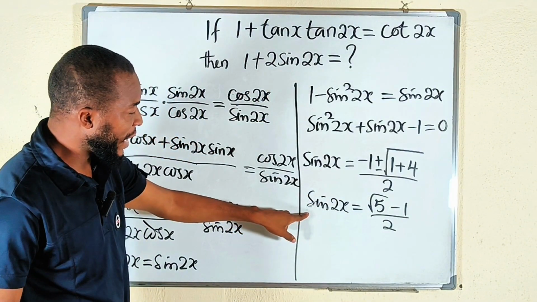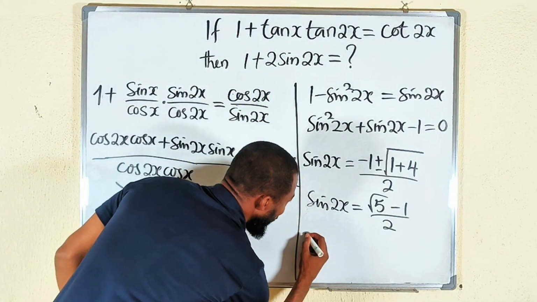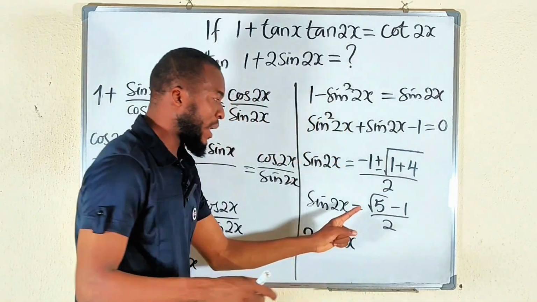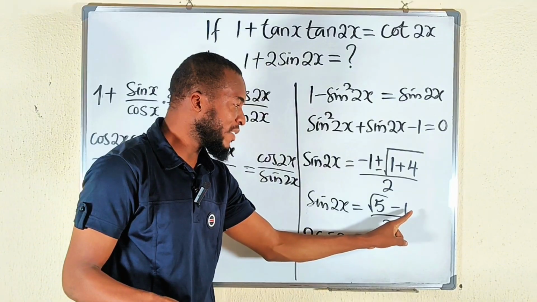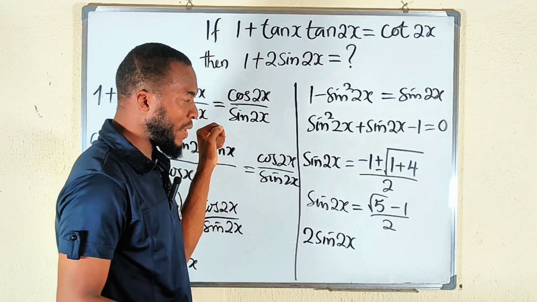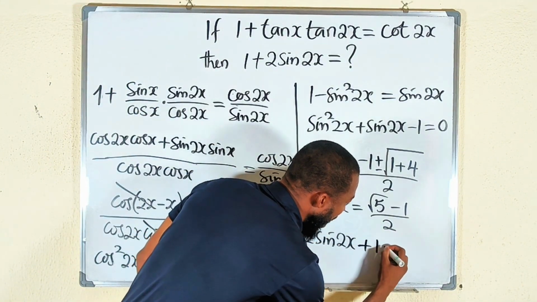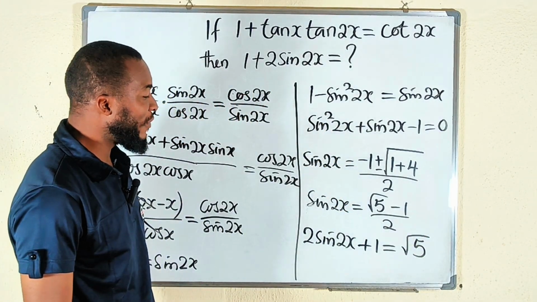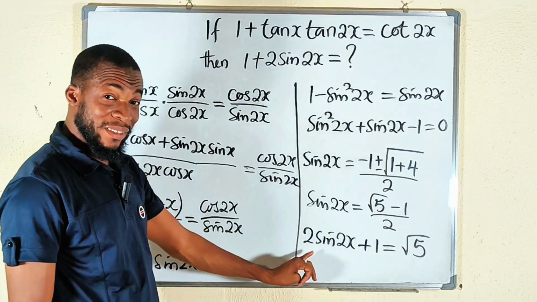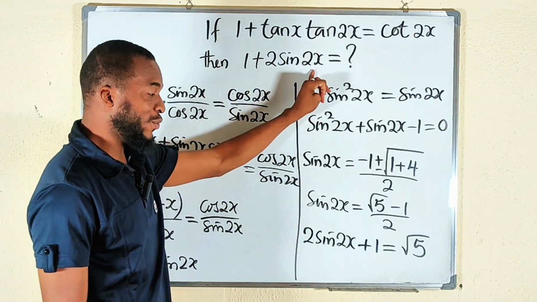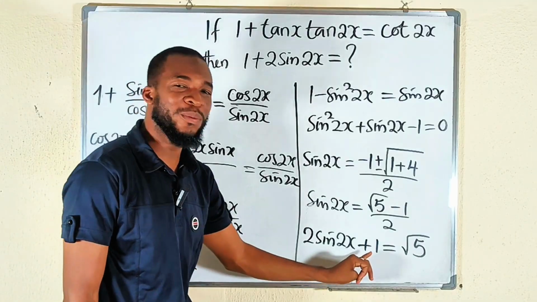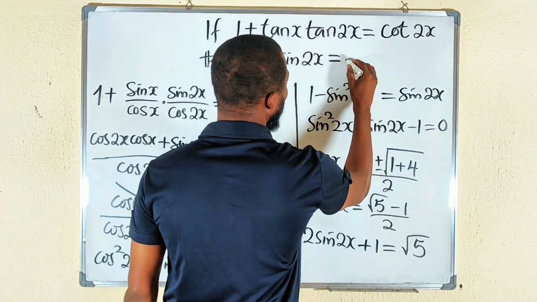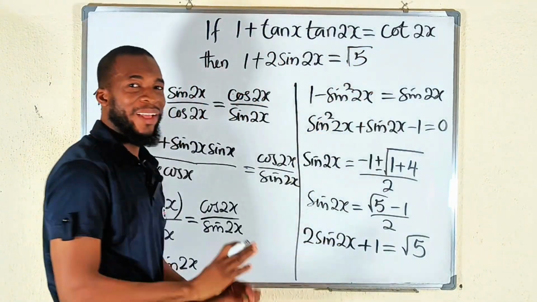So just cross multiply, right? So that this is going to give us 2 sine of 2x equal to square root of 5 minus 1. But as minus 1 crosses over, it becomes positive 1. So we only have square root of 5 on the other side. And that square root of 5 is our final answer. Remember, addition is commutative. So 1 plus 2 sine of 2x is the same thing as 2 sine of 2x plus 1. And hence, the solution to this problem is nothing but square root of 5. As simple as that.